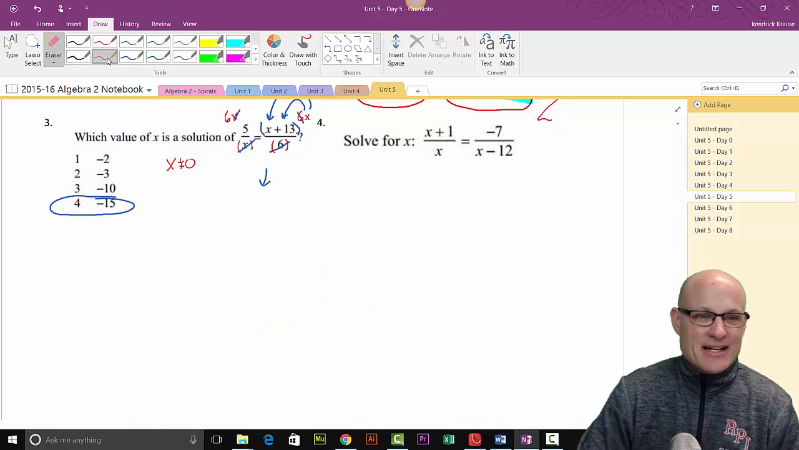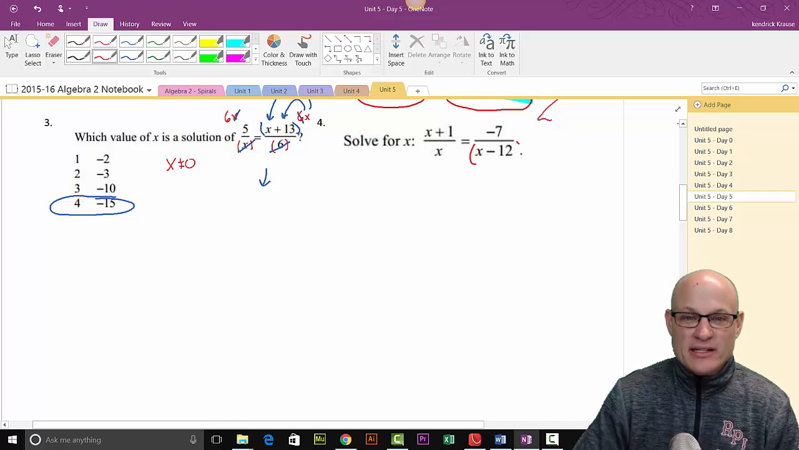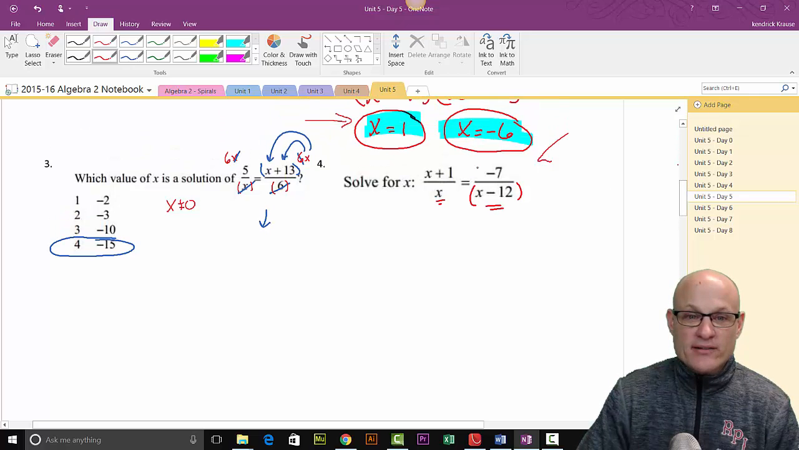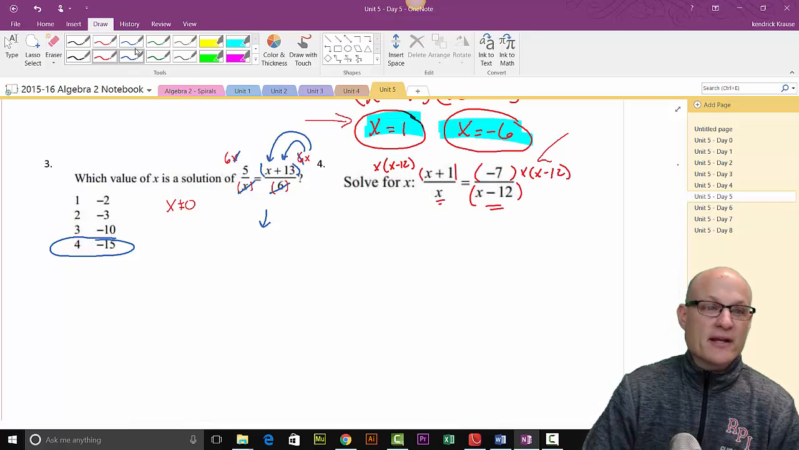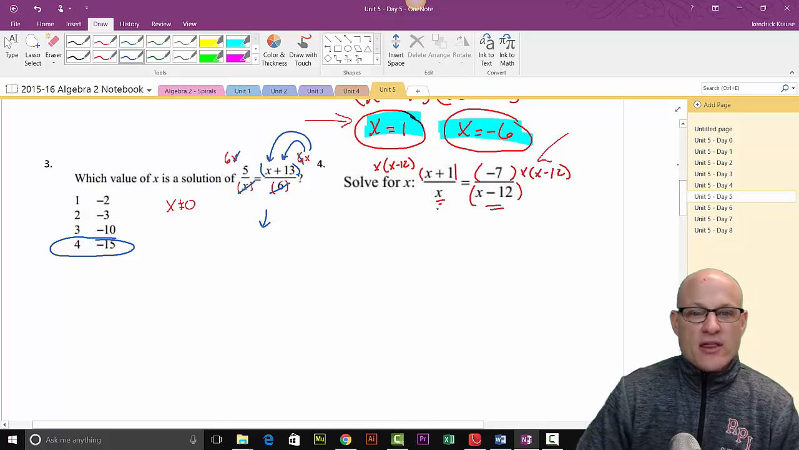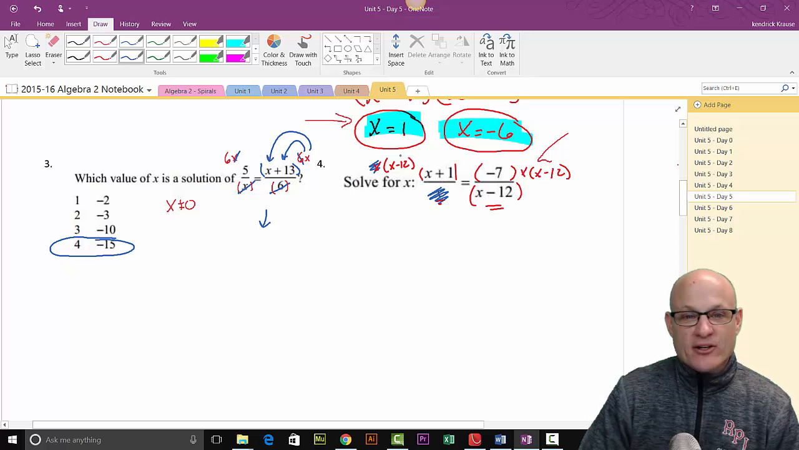So, common denominator here is going to be x minus 12. So what I'm going to do, wait a second, I got a binomial here. I'm going to put an x minus 12 right here, and an x minus 12 here. So this is sort of a pain in the neck problem. Let's see what we got here. This x cancels with this x. So what I have here is a binomial times a binomial.